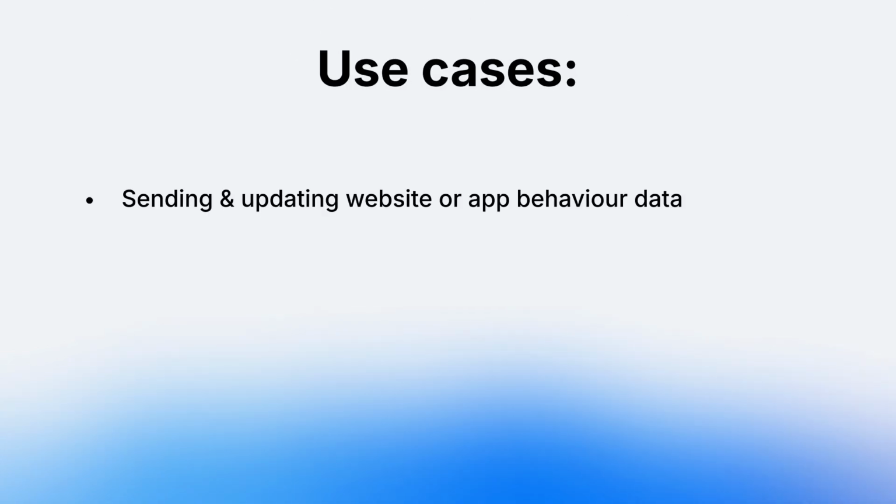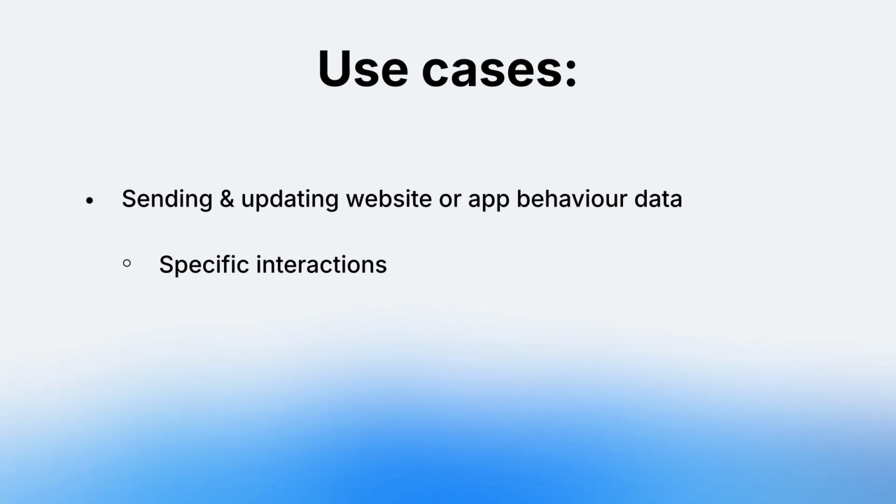So, what would be some use cases? This could be sending behavior data on your website or app that CRM platforms such as HubSpot may or may not have the possibility to track, considering the fact that CRM platforms are not necessarily designed to track all kinds of specific interactions. They're fit for different purposes.